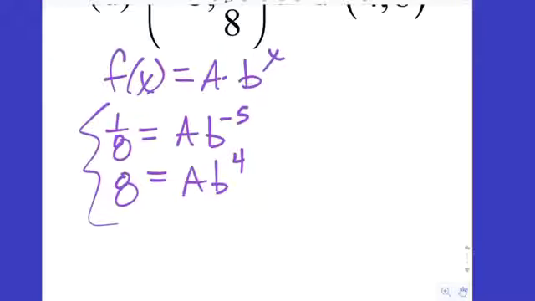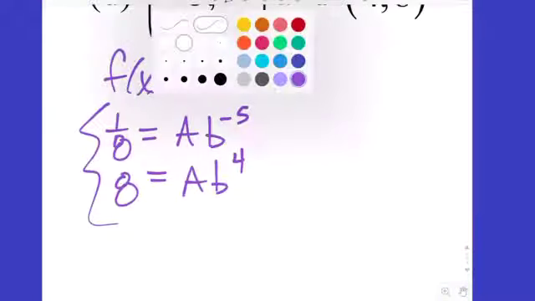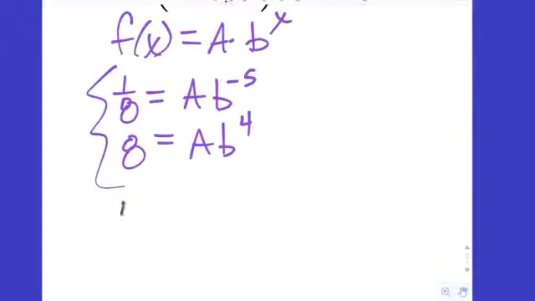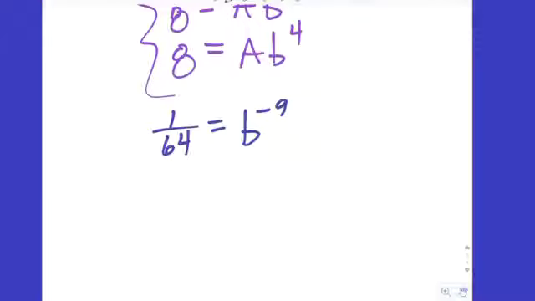If you just want to do the top one divided by the bottom one, you could do that every time. It doesn't matter. Let's do it that way. The top one is the 1/8 divided by 8. What's 1/8 divided by 8? 1/64. Okay? The a's are going to divide out now, and you get b to the negative 5 minus 4, which is the negative 9th power. If you would have done equation 2 divided by equation 1, you'd have 64 equals b to the positive 9th. That's fine. It's the same thing.